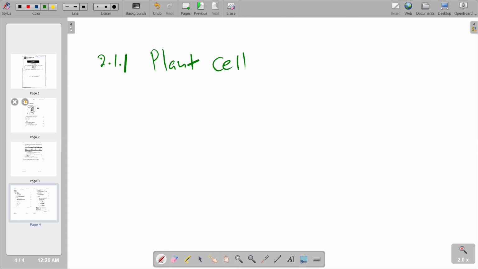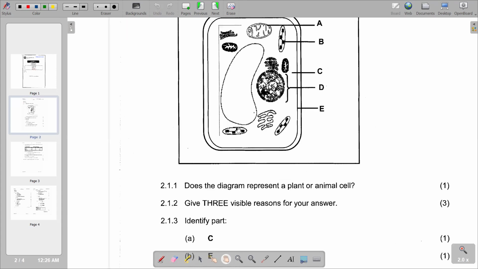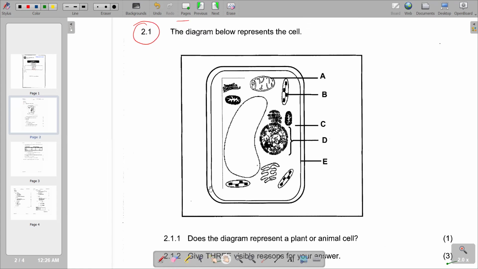On the second part of the question, it now reads, give three visible reasons for your answer. So we need to give three visible reasons why we are saying it's a plant cell. The question has 3 marks, so we need to raise 3 points. If you go to our diagram, you will see that we have a large vacuole that is visible. And this one becomes the vacuole. So this also shows that it's a plant cell.